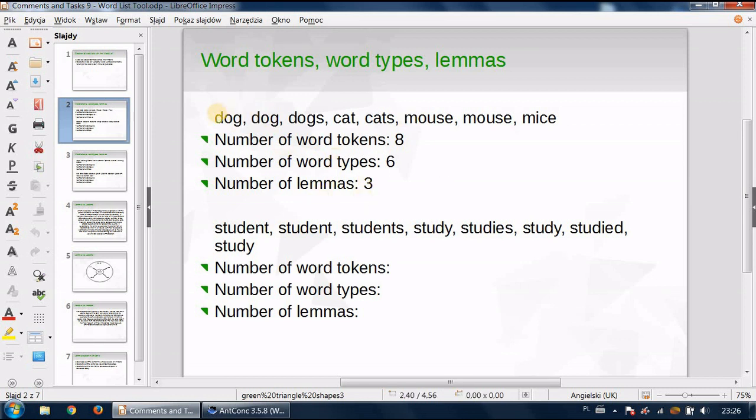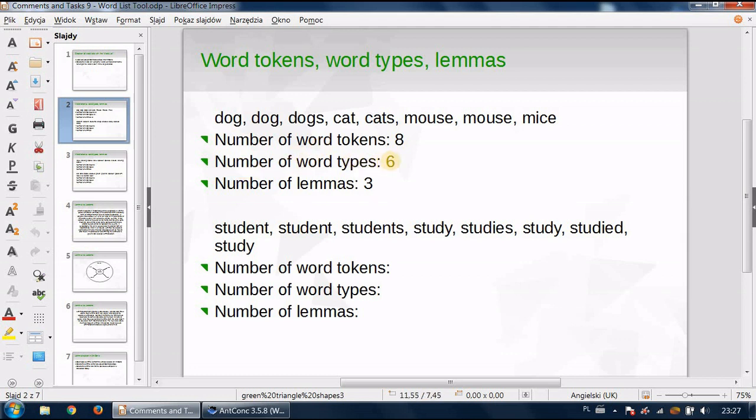So when we look at these examples, dog, dog, dogs, cat, cats, mouse, mouse, mice, we can talk about 8 word tokens. So word tokens are individual orthographic occurrences of words. So 1, 2, 3, 4, 5, 6, 7, 8. Okay, so 8 word tokens. Word tokens are just occurrences of orthographic words.